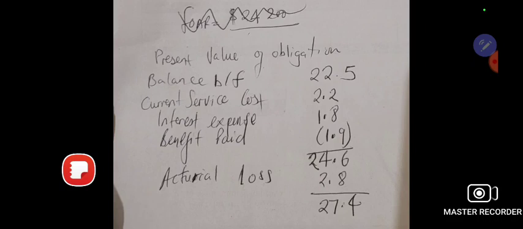I'm emphasizing this because we are supposed to compare the total we get when we sum up these items alone and also the final closing balance of 27.4. Basically, we have to compare the summation of everything with the closing balance. Why do we do this? We want to know whether they've made what they call an actuarial gain or an actuarial loss.